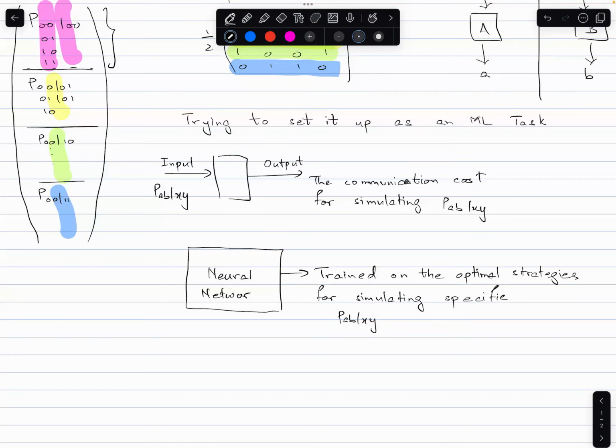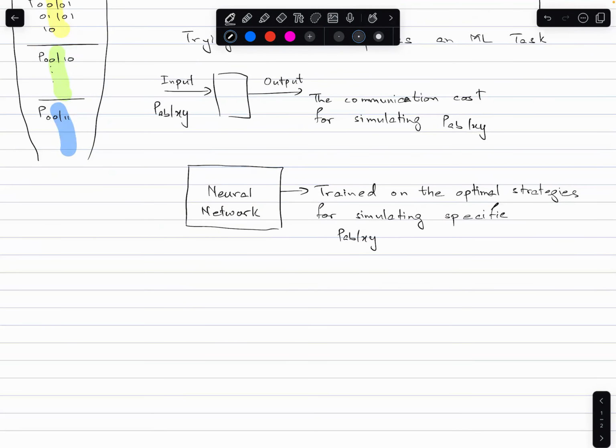Now, what do I mean here in terms of training? We could imagine that the weights, the parameters that we are fine-tuning in the neural network, are of the following form. We know that any P of A, B given X, Y can be decomposed into a convex combination.